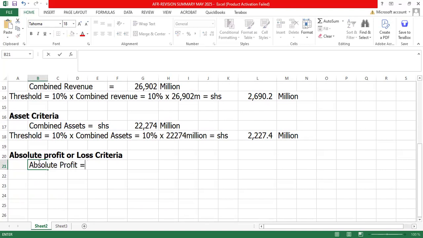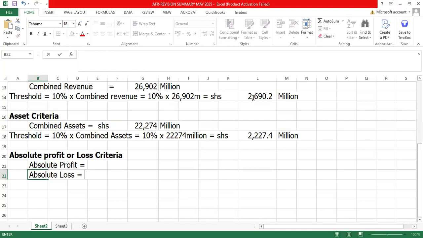You look at profit separately. Also, you look at the absolute loss separately. When we say absolute, it means that here the sign does not matter. The sign does not matter here. You just copy the figure the way it is.